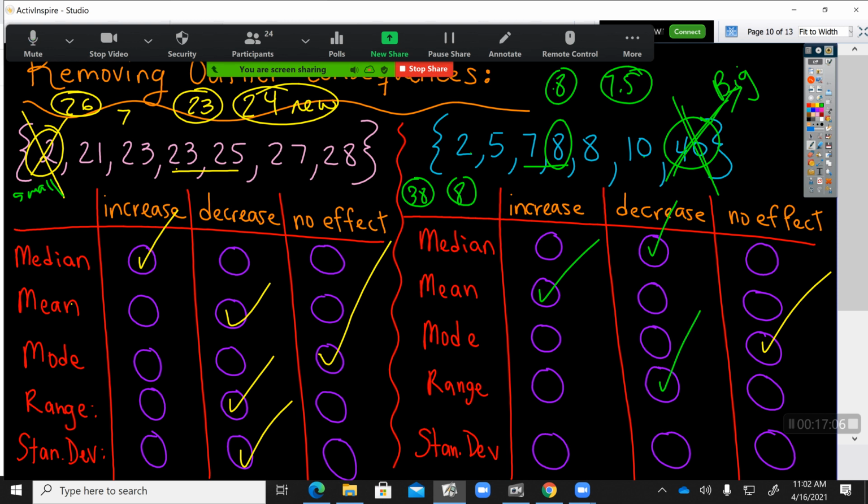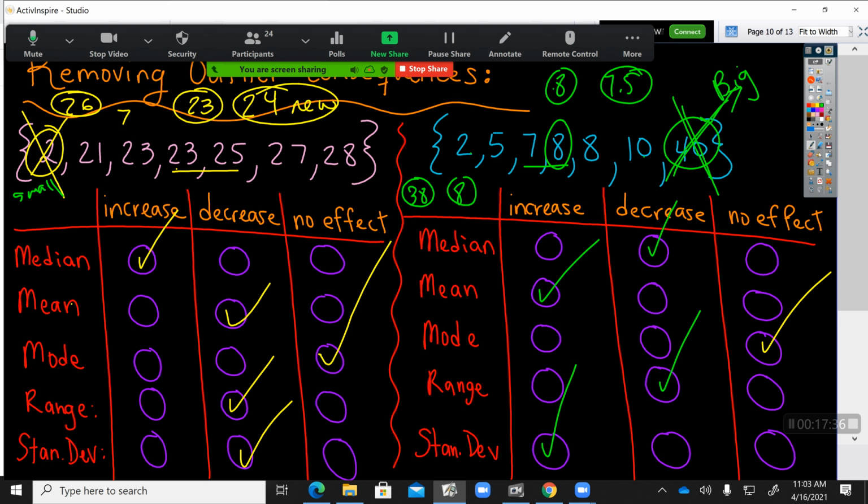So that tells you when there's a small outlier or a big outlier, it doesn't matter. In both cases, the range is going to get smaller. The range is going to decrease because the information is not as spread anymore because they took out either the very big number or the very small number. And again, standard deviation, you're matching your answer for mean. So if the mean increases, the standard deviation also increases.